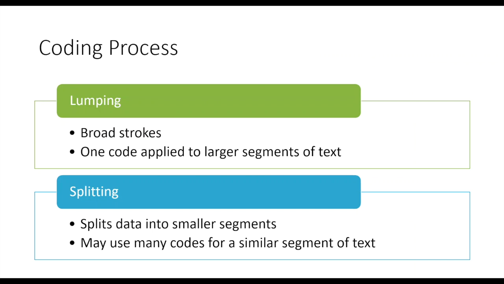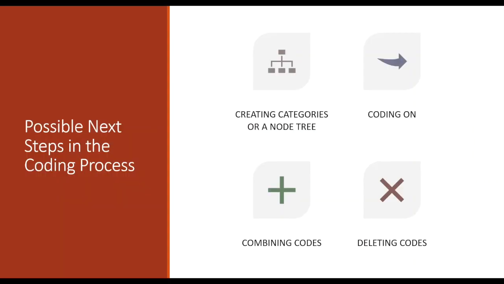If you remember from the coding video, we talked about lumping and splitting. If you're someone who lumped the data together in large chunks, you may end up parsing your data into more nuanced codes in the second round of coding. If you're someone who split the data into smaller segments, you may end up aggregating the data into larger categories. In this video, I'll describe 4 possible next steps in the coding process: creating categories or a node tree, coding on, combining codes, and deleting codes.